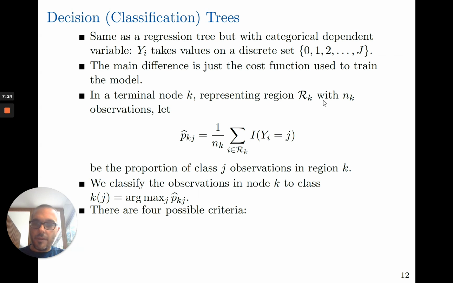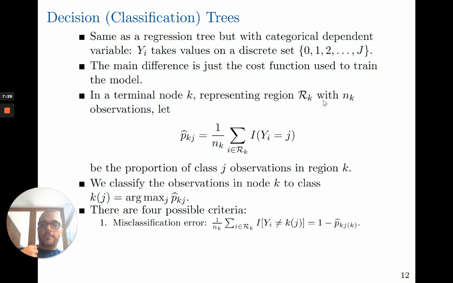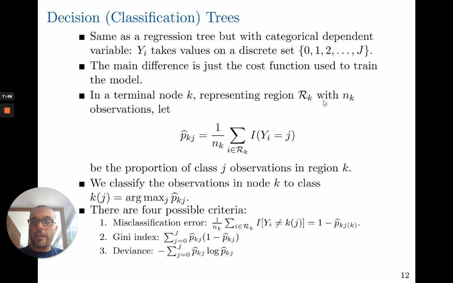We have possible criteria. We can use as cost functions the misclassification error, and we can minimize the misclassification error. We can look at the Gini index. We can minimize the deviance, or the negative log likelihood. So these are the possible criteria that we can use to train the model.